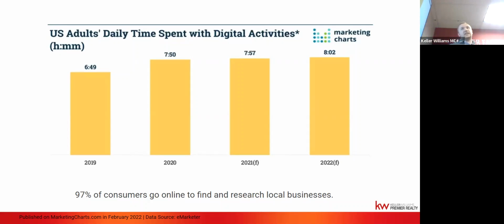And then right here, the stat as well: 97% of consumers go online to find and research local businesses. So again, when someone types in Realtor Rochester, Realtor Austin, what do you want them to see? You want them to see you pop up first. And that's another thing we'll go through with search engine optimization, how you can put in keywords that will bring you up as a realtor in their area.